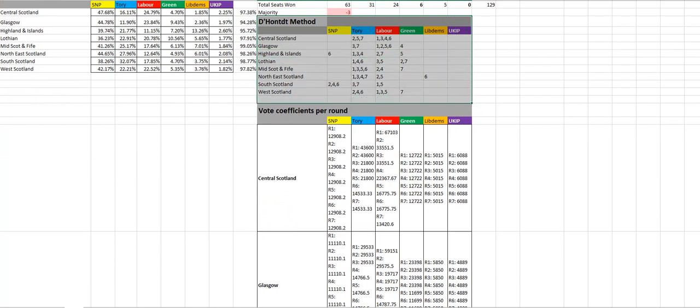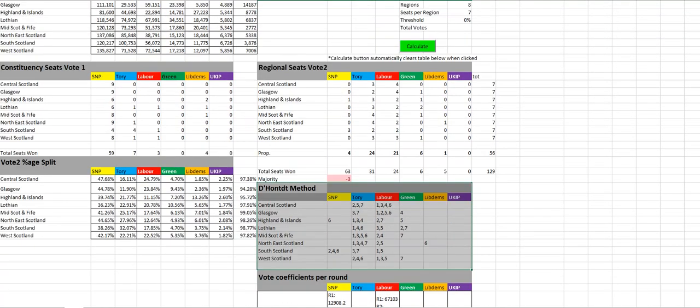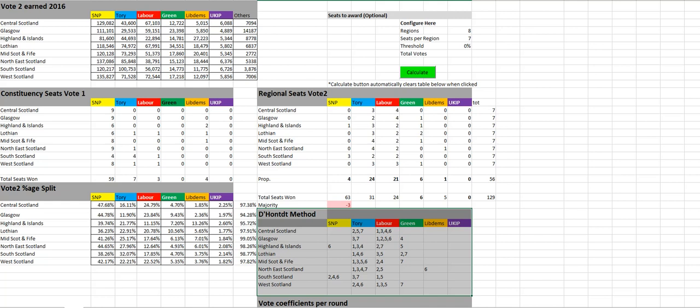Well, the d'Hondt method is primarily where your vote 1 count does have an impact, because before they start allocating seats on the regional list, they readdress your vote count by how many seats you've actually won in the constituency. So for example, taking the SNP, we won 9 seats in Central Scotland. Their total votes were 129,000 for vote 2.